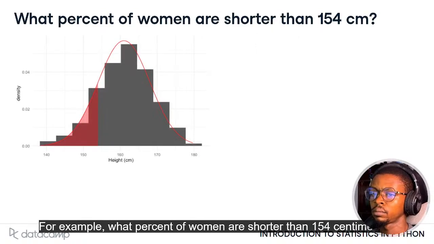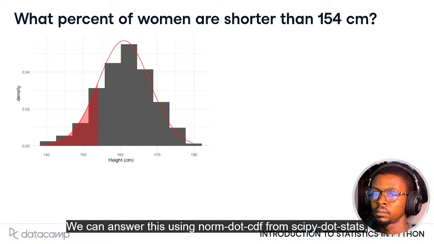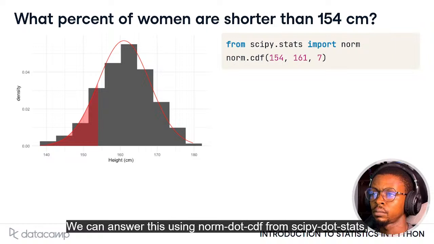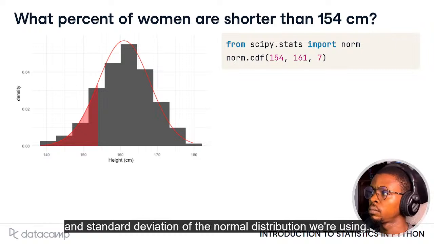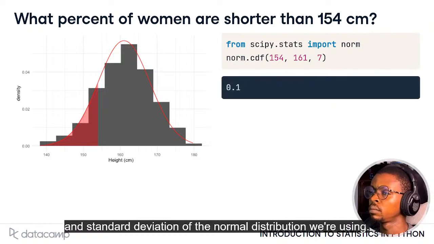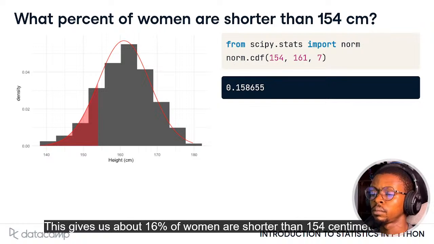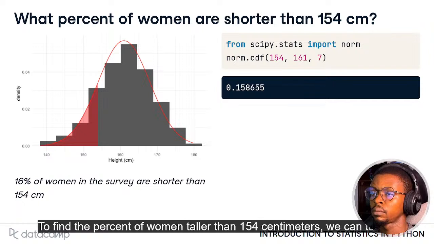For example, what percent of women are shorter than 154 centimeters? We can answer this using norm.cdf from scipy.stats, which takes the area of the normal distribution less than some number. We pass in the number of interest, 154, followed by the mean and standard deviation of the normal distribution we're using. This gives us about 16% of women are shorter than 154 centimeters.